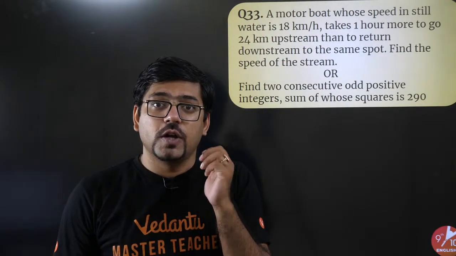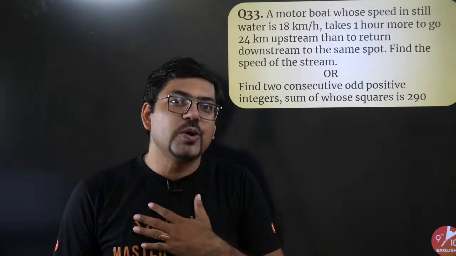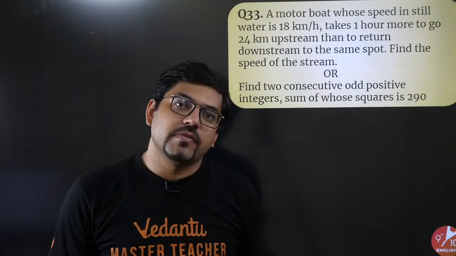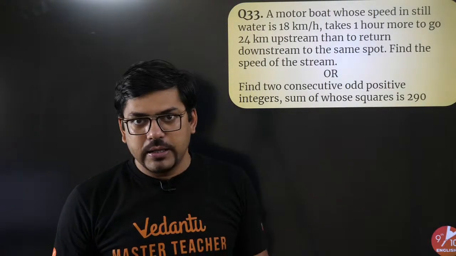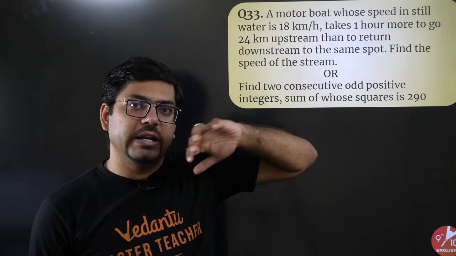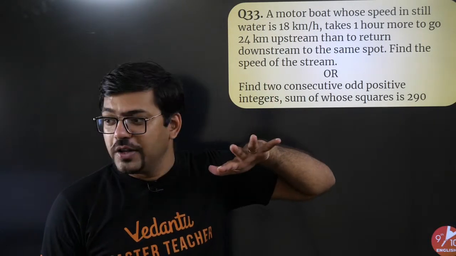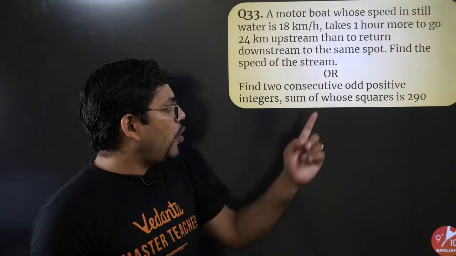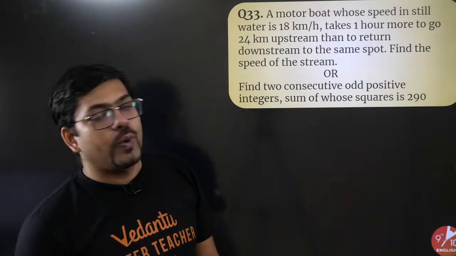So are you finding that all these questions we have already done earlier? So I don't need to solve them multiple times. But surely if you solve them 2-3 times, it will be helpful for you. But nonetheless, if you have already solved it and you are very confident on this question, you can leave it as of now and concentrate on other questions. Two consecutive odd positive integers, the sum of whose squares is 290.